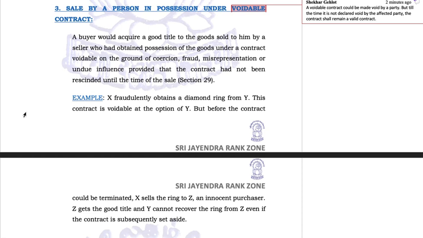But if before the sale he had declared the contract as void and thereafter Z purchases it, then Z will have to return the ring to Y because his right is now defective. Nemo dat quod non habet. No one can deliver what he does not have. So it would be assumed that X did not have the ring. So when he delivered the ring to Z, Z does not get any good title over the ring.